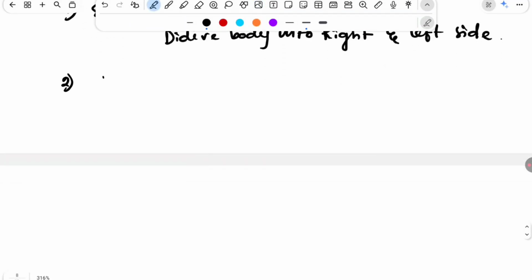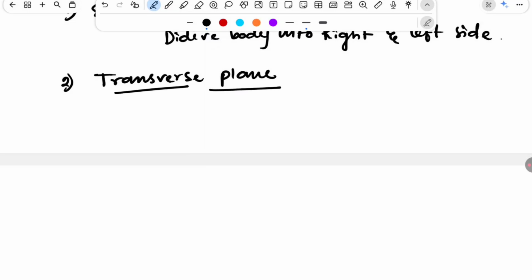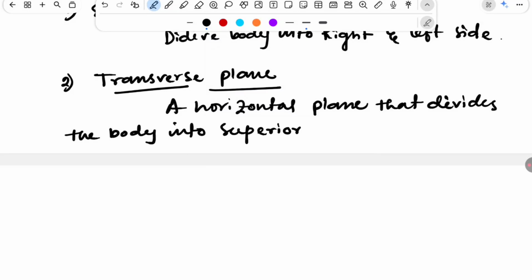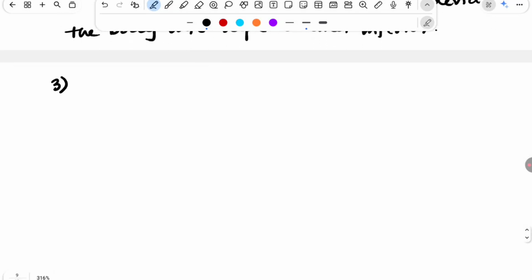Next one is the transverse plane. In that we can write: a horizontal plane that divides the body into superior and inferior. This is the transverse plane.